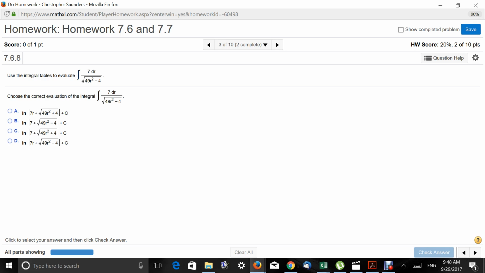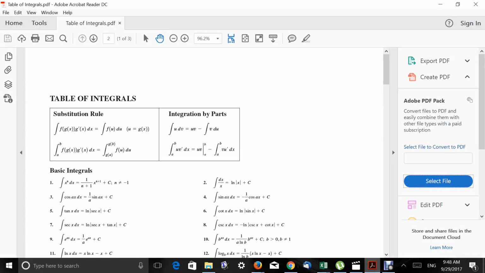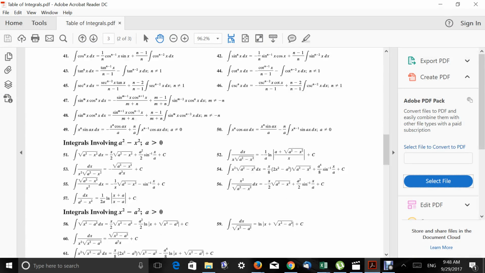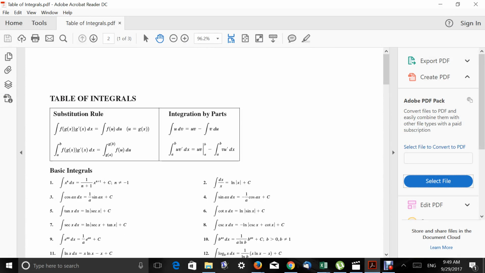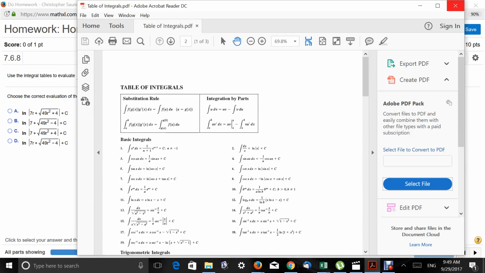On an exam, I will provide a shortened version of selected integrals that you may have to look through as well. And so the document that you'll see will look like this. Lots and lots of integrals, and we've got to scroll through and find the one that matches what we're looking for. So what are we looking for?